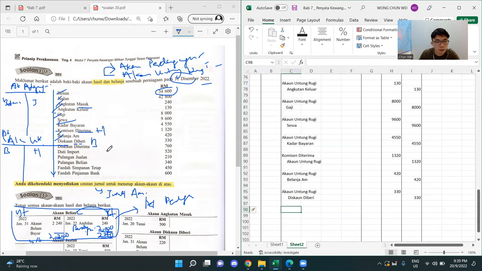Okay, next. Discount diterima. Terima, same thing. It's a hasil. Hasil is on the credit side. So you credit your account untung rugi. So when you credit your account untung rugi, you have to debit your discount diterima. Discount diterima. Credit your account untung rugi. So how much? 760.